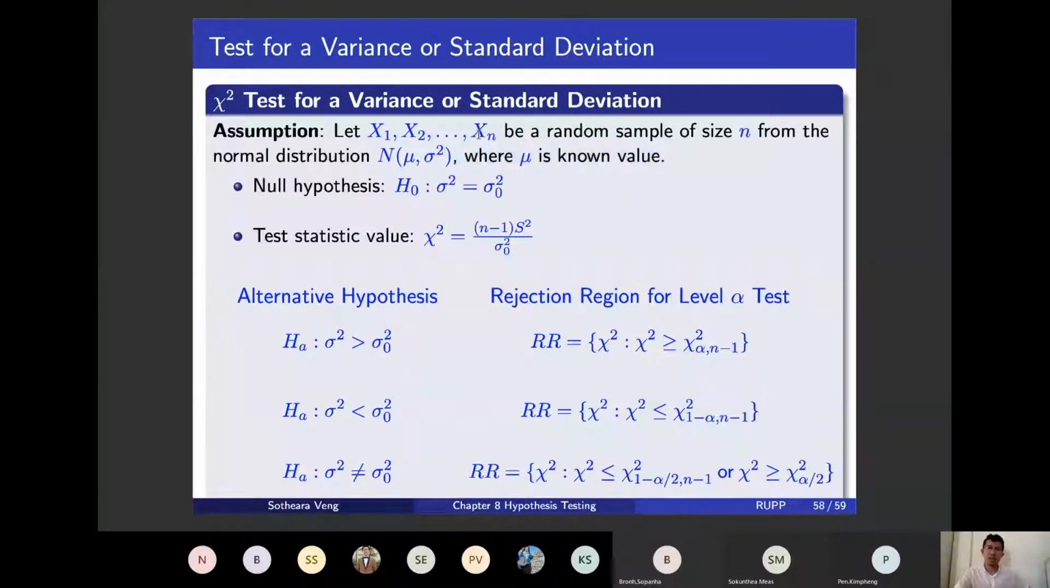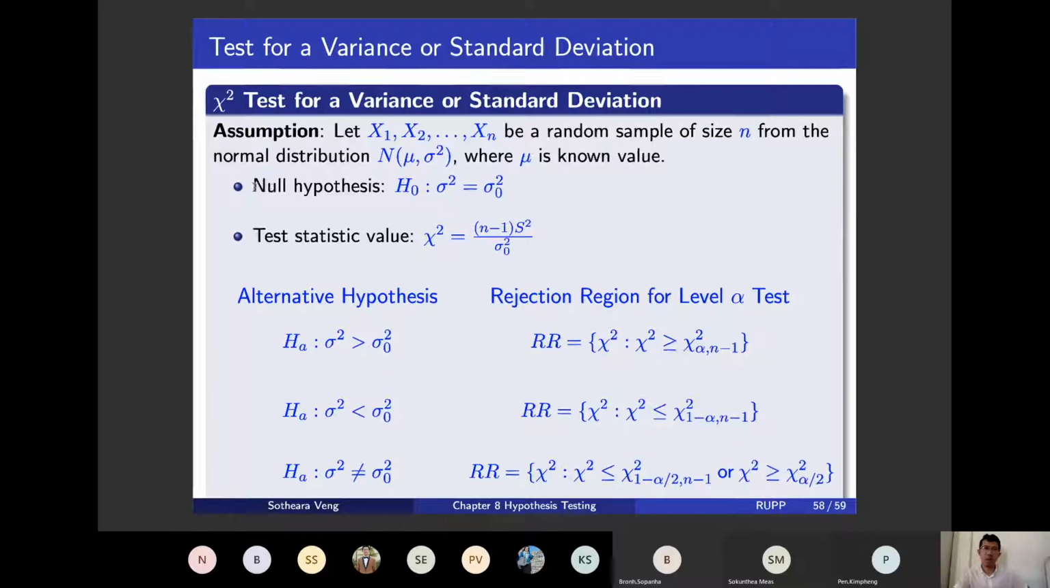Okay, so we just assume that we select a sample of size n from a population whose distribution is normal, right? Yes, we assume that the population is normally distributed, and then the two parameters are unknown, and then you try to come up with some hypothesis related to the sigma square, the variance.